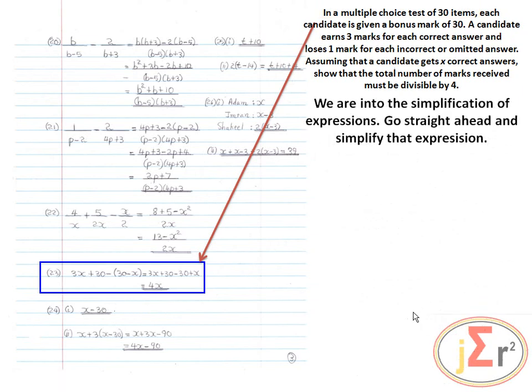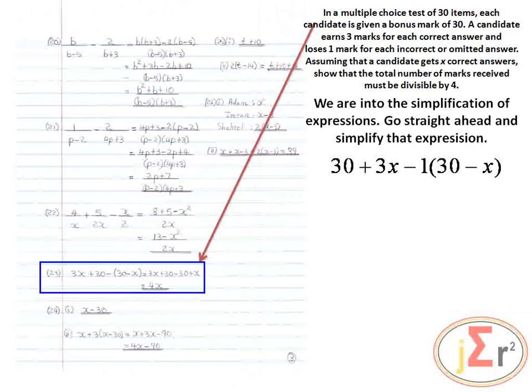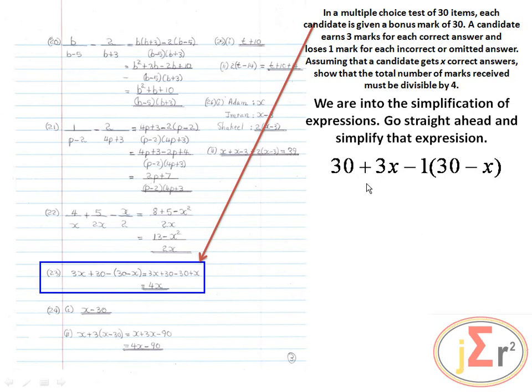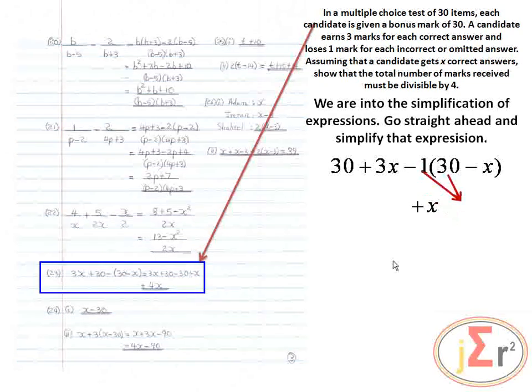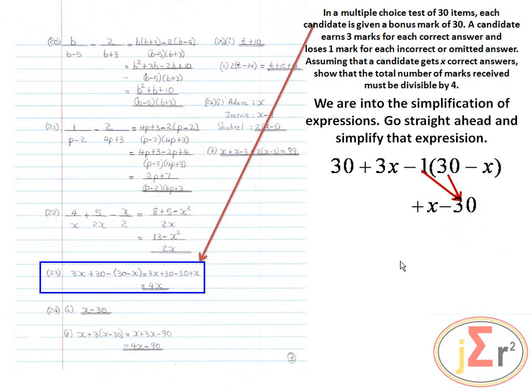What do we do next? We are into the simplification of the expression. So go straight ahead and simplify the expression. Do the multiplication part first, although we may just write these down, or we may take it for granted that they will go back just the same and then do this part first. Negative 1 multiplied by negative X is a positive X, and we have negative 1 times 30 is negative 30.